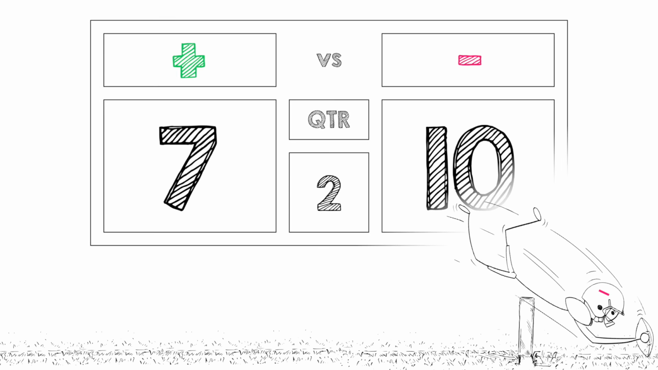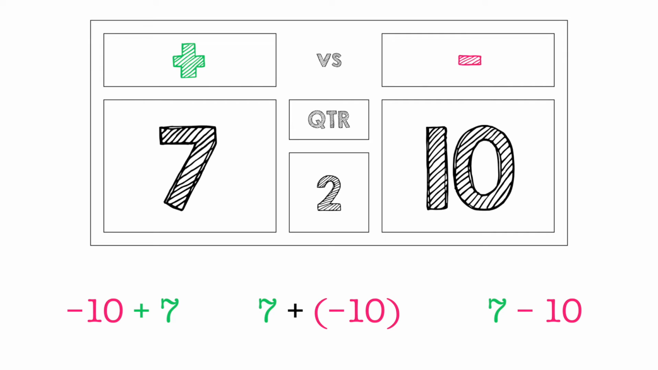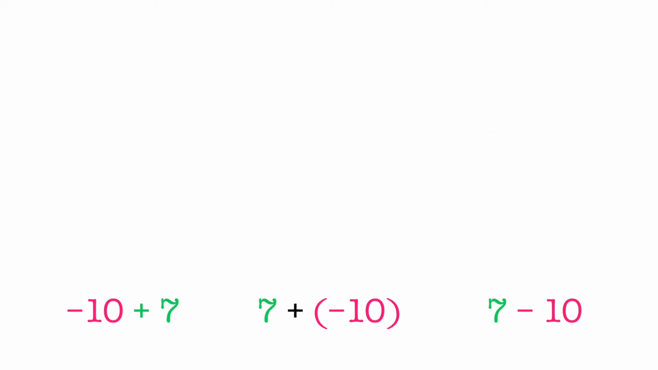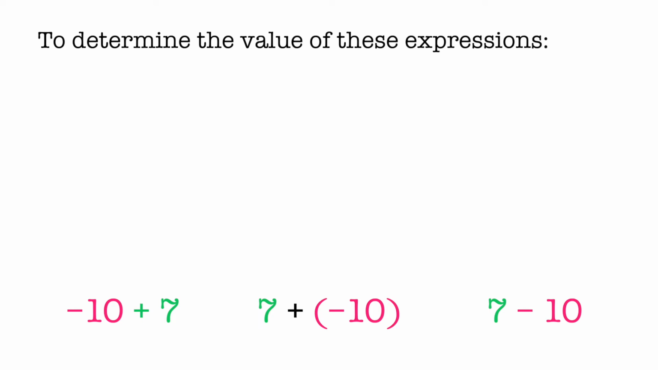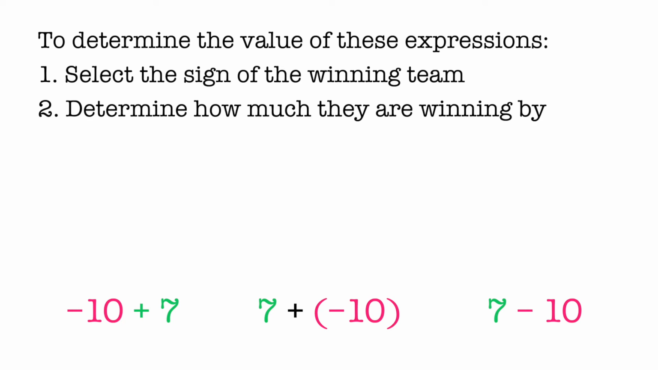During the second quarter, the negative team scores a touchdown. The negative team is now winning 10-7. Positive 7 and negative 10 put together can be expressed as negative 10 plus 7, 7 plus negative 10, or 7 minus 10. So again, to determine the value of these expressions, we select the sign of the winning team and determine how much they are winning by.